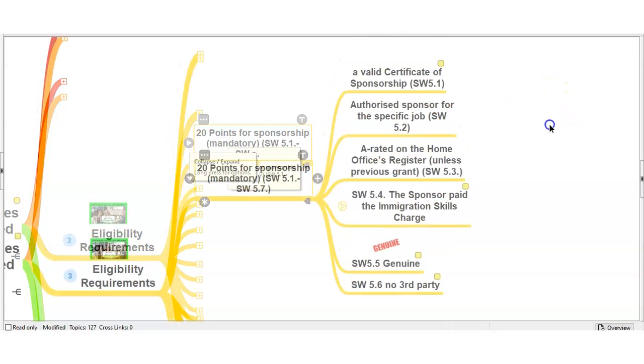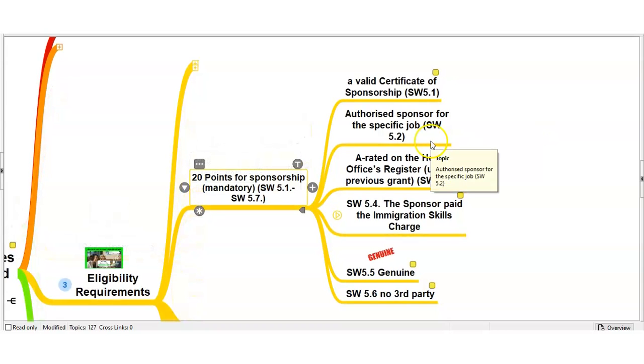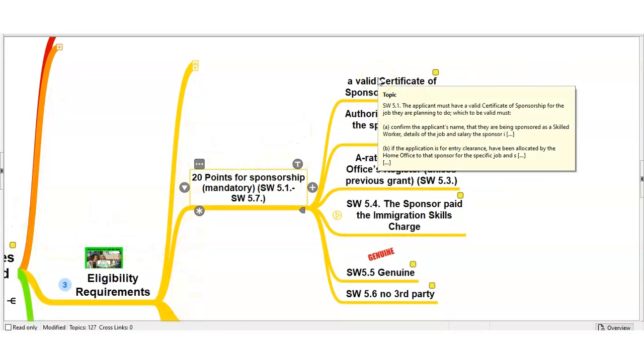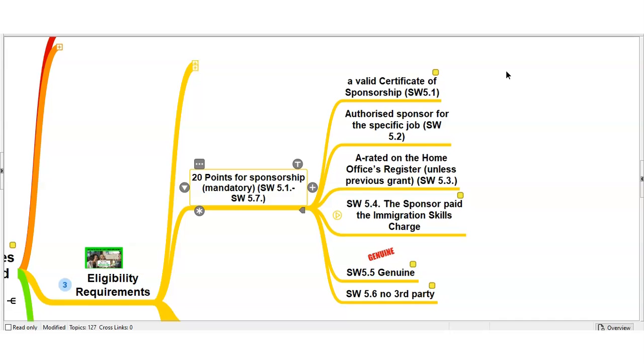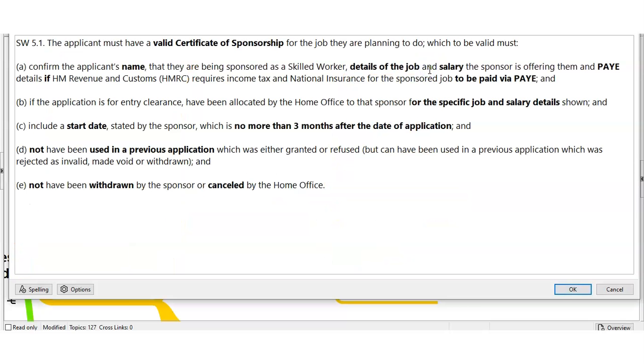And here we have quite a number of provisions. First of all, the person who wants to enter the UK as a skilled worker will need to have a valid certificate of sponsorship. And what do they mean by having a valid certificate of sponsorship? First of all, this certificate of sponsorship will need to confirm your name, and also they will need to confirm the fact that the person is applying under the skilled worker UK immigration route.